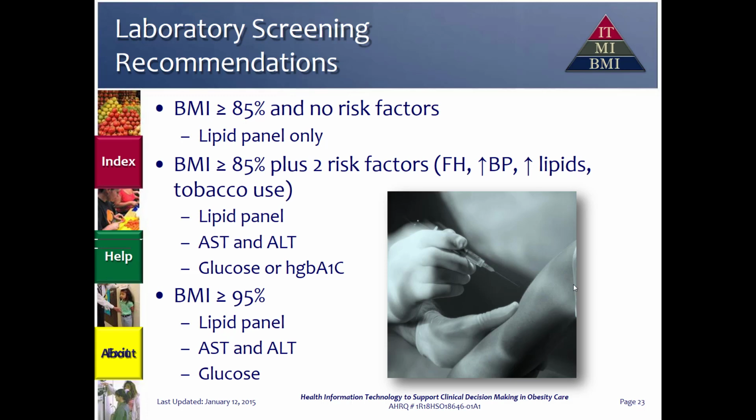For children with a BMI percentile greater than or equal to the 85th percentile, plus 2 risk factors, those could include things like family history, elevated blood pressure, elevated lipids, or tobacco use, then you want to get the lipid panel, you want to get some liver enzymes, and you want to get a glucose or a hemoglobin A1C. And for children with a BMI greater than or equal to the 95th percentile, you're going to get the lipid panel, the liver enzymes, and a glucose or the hemoglobin A1C. And again, if anything's abnormal, you'll follow up then with the fasting labs.